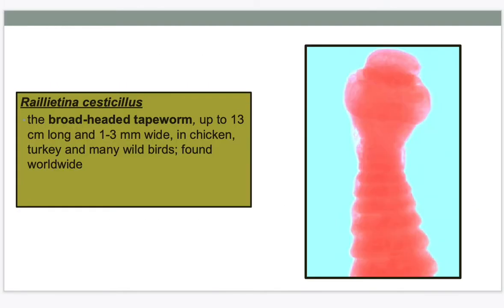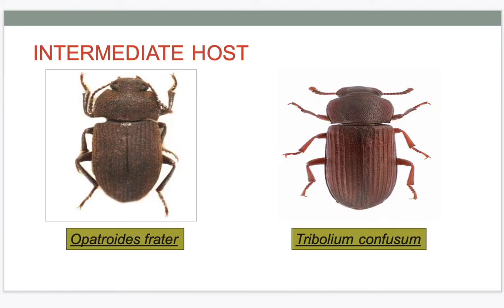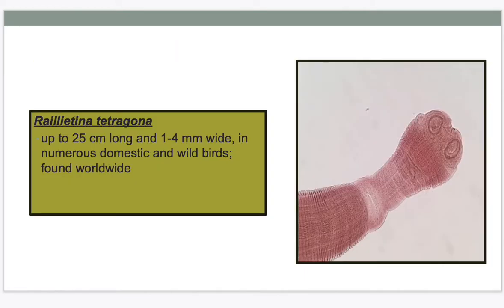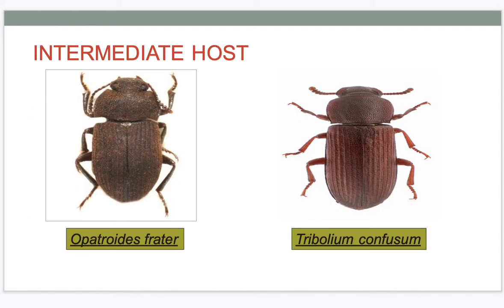So your R. cesticillus, that's your broad-headed tapeworm, the adults can go up to 13 centimeters long and 1 to 3 millimeters wide. Okay, that's your tetragona and your echinobothrida. For the intermediate hosts, that's your Opatroides frater and your Tribolium confusum.